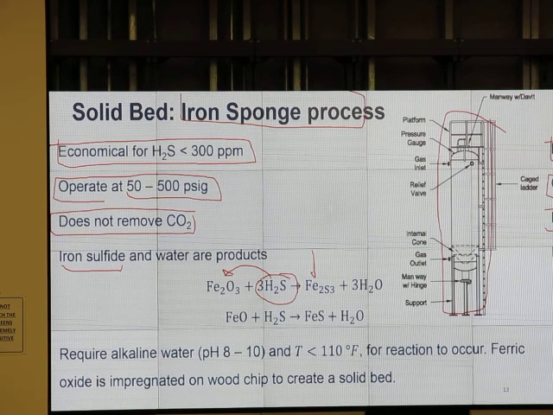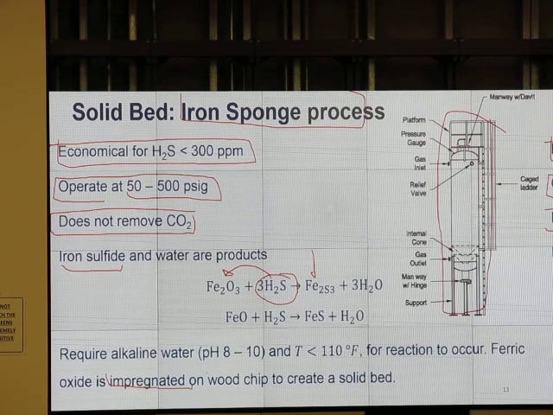You don't need to memorize the reaction, but you need to know what the purpose of iron sponge is. Does it remove acid gas, or does it remove water? Does it produce water or something? Okay. Ferric oxide is impregnated on the wood chip.